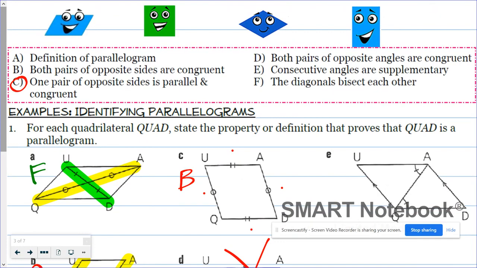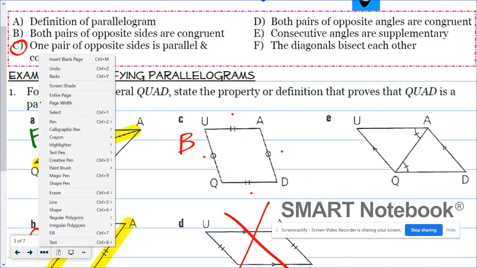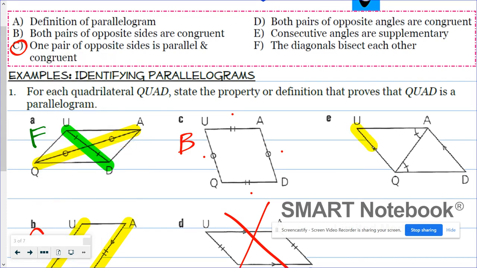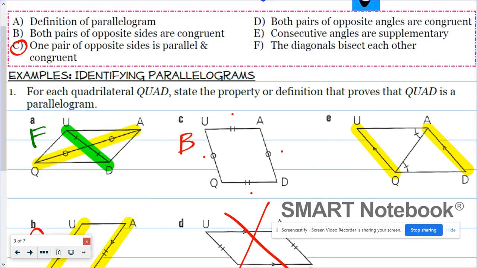And then lastly, quadrilateral E. Okay, so at first glance, you might have thought that this is not a parallelogram, because they only indicated that one pair of opposite sides was parallel, and then they told you that a pair of angles were congruent, okay? Well, those congruent angles actually prove something. Let me trace them out. So here's angle UAQ, and here's angle DQA.